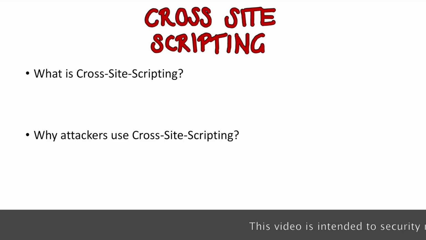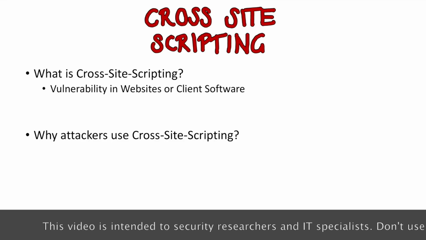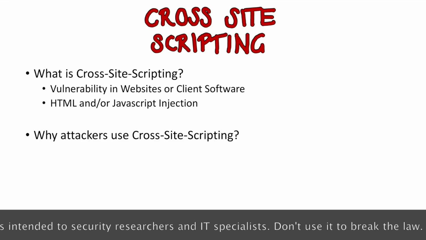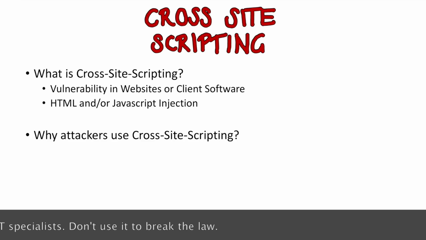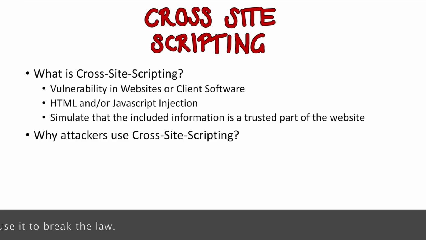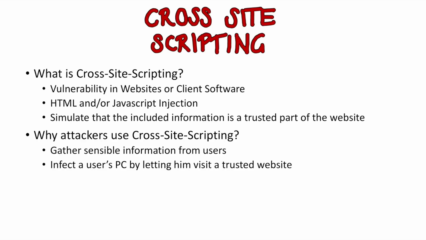Cross-site scripting is a vulnerability in websites or software. An attacker injects HTML or code, such as JavaScript, to make the user believe that the included code is part of a website the user trusts. There are various reasons for an attacker to exploit this vulnerability, but the most common are gathering sensitive user information like username and password, or infecting PCs by spreading malicious code. Some guys also use it to deface websites.